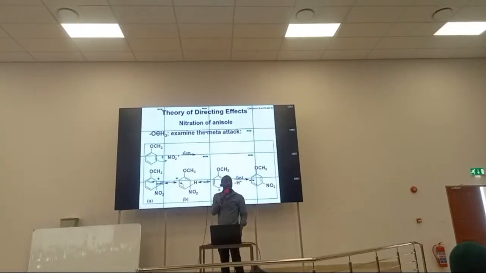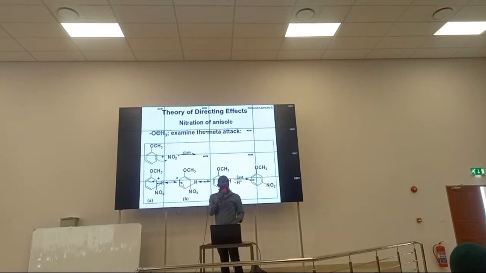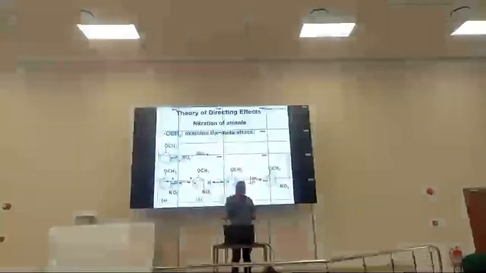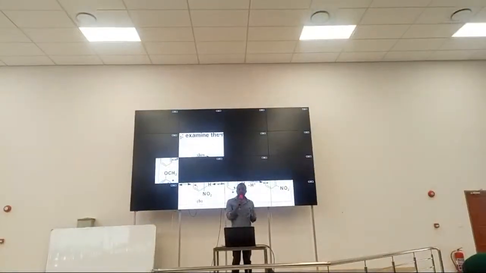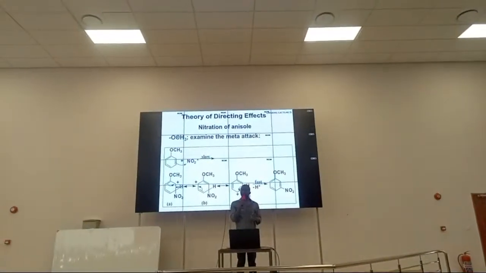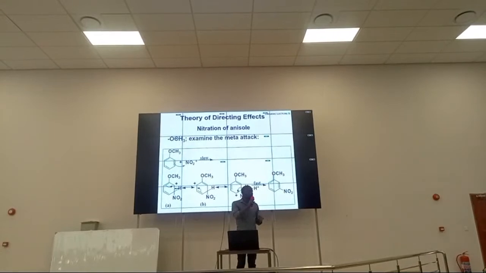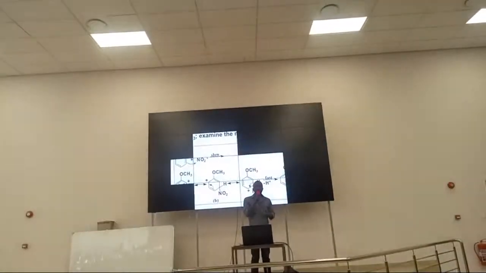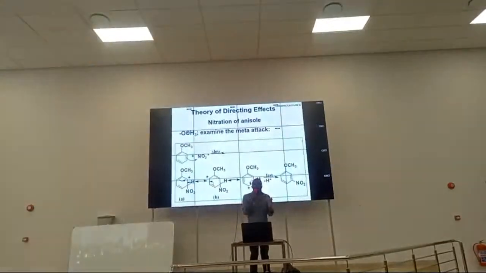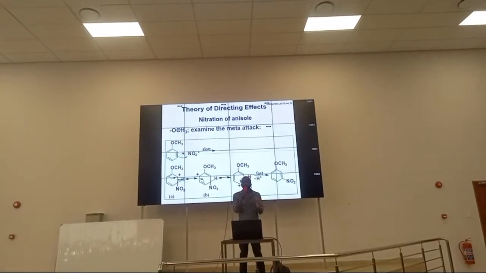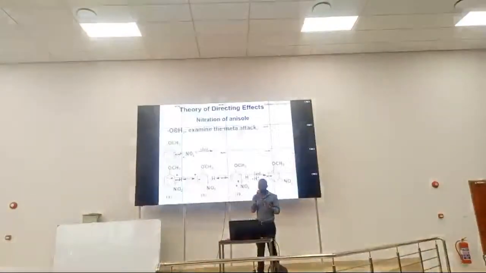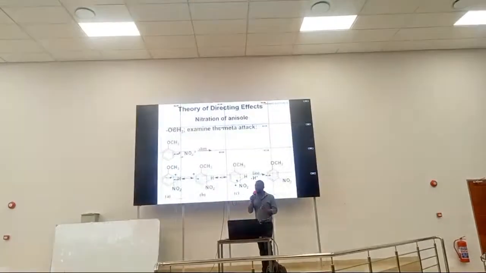So when I ask you to explain why substitution occurs predominantly at a certain position, the best way to rationalize or to explain is to look at the resonance structures of the intermediate carbocations.